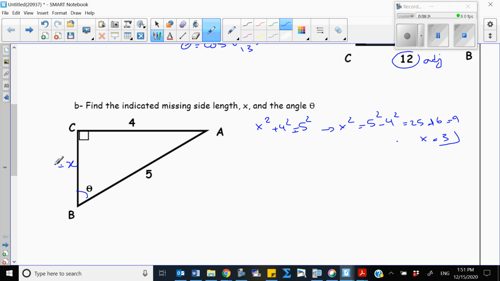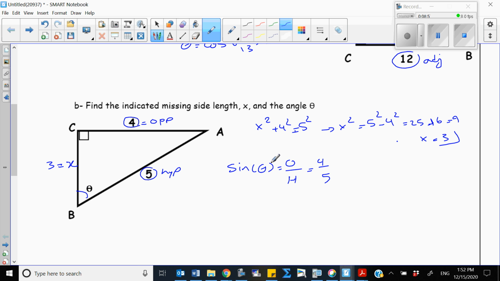So this is 3. Now, how do I find this angle? Again, I'm going to use the given values. If this is my angle, 4 will be the opposite side, and this one, which is opposite the 90 degrees angle, is the hypotenuse. Using opposite and hypotenuse, I can find sine of an angle. So I'm going to write sine of theta, which is opposite over hypotenuse. It's equal to 4 over 5.